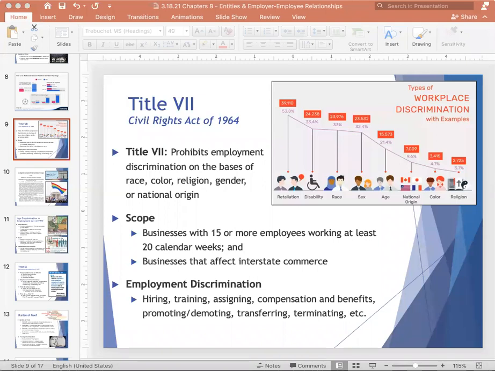Now, a little caveat is that Title VII does not prohibit employment discrimination solely on the basis of citizenship. An employer may follow a policy of employing only US citizens, but may not give unequal treatment to different non-citizens based on their country of origin. So that's just a caveat to note.